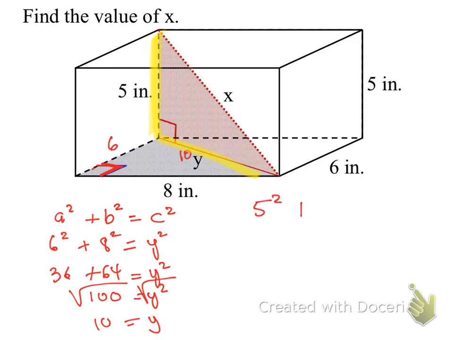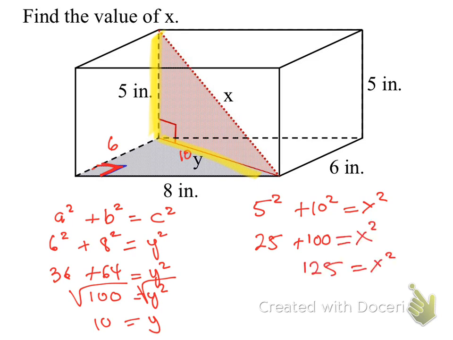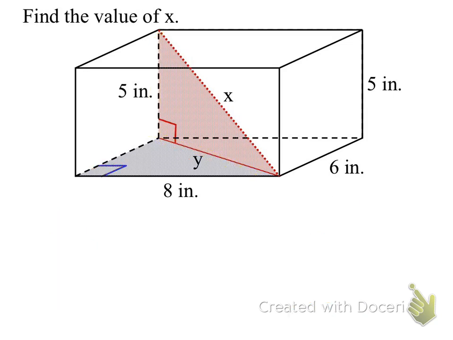5 squared plus 10 squared equals x squared. 25 plus 100 equals x squared. 125 equals x squared. And we can say, oh, I should have really split that up here. 5 times 25, right? And we end up with 5 rad 5 equals x. Or we can do square root of 125 is about 11.2 or 11.1.